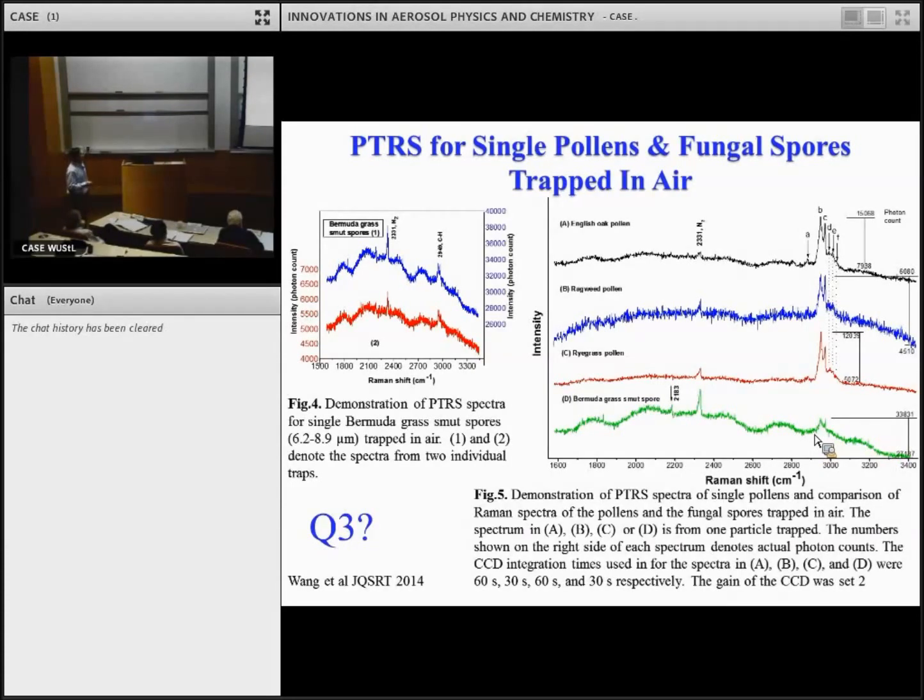These are Raman spectra of 5 different bioaerosol particles trapped in air. This is oak pollen, this is ragweed pollen, ryegrass pollen, and Bermuda grass. They have similar Raman structure, but different details. This is the first Raman spectra of single pollen fungal spores trapped in air. We have a question here. You may see a very weak Raman signal on a very strong fluorescence background. That is the challenge for single particle Raman in the future.